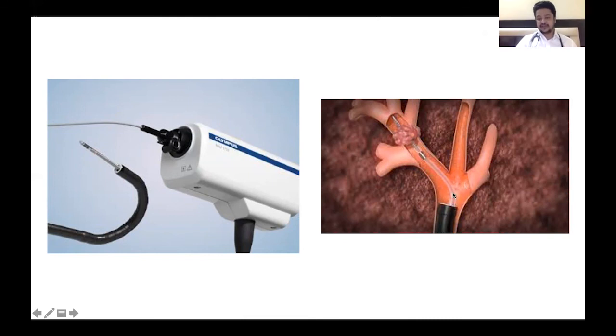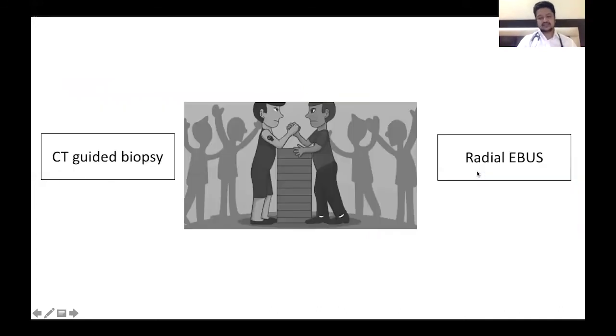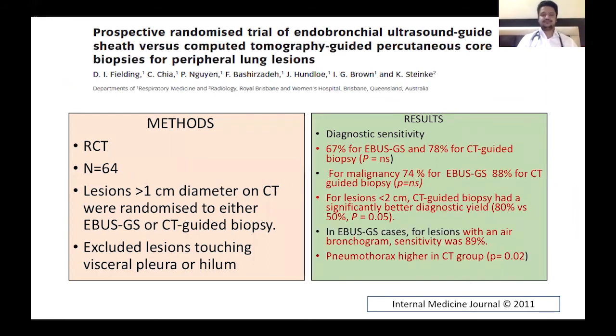With radial EBUS, we can go into the periphery on the ultrasound, find the lesion, and then sample it. It looks like this. So this is a lesion. We went into the periphery with the radial probe, and on the ultrasound this is the lesion, and then we sample that lesion and can clinch the diagnosis. Compared with CT guided biopsy, its yield is definitely less, but the complication rate is much less, and it is worth trying in particularly selected patients.